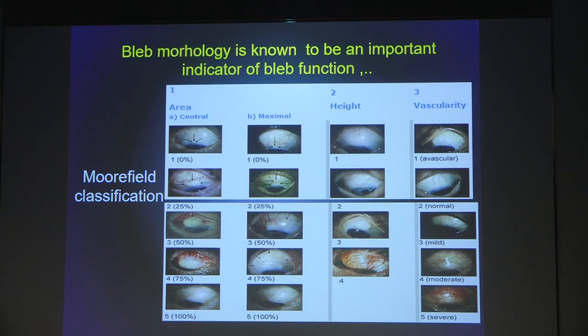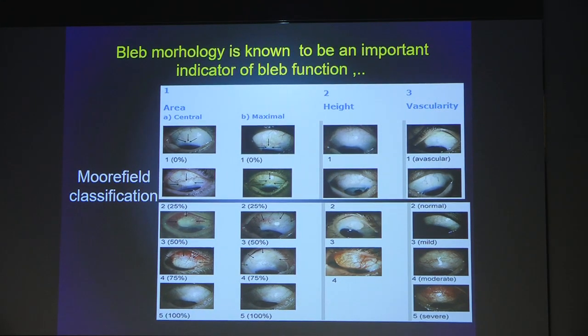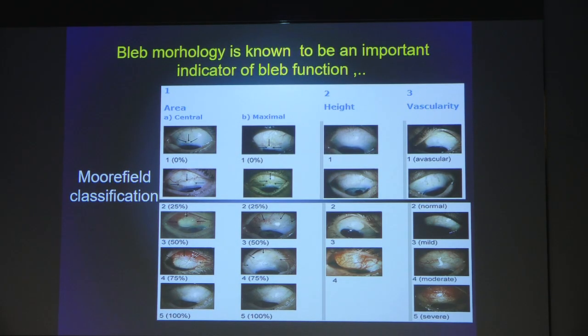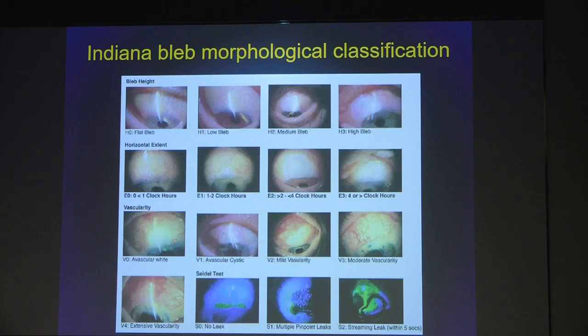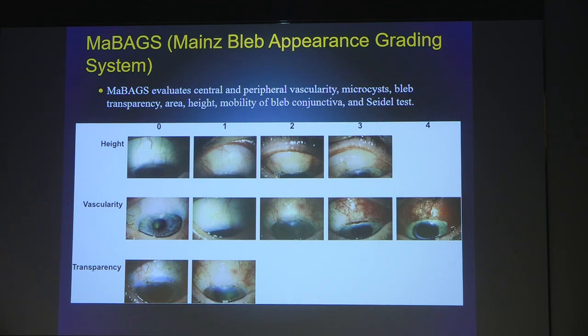Now we know that the bleb morphology is known to be an important indicator of the bleb function. Moorfields classification everyone is using. It gives us area of the bleb, maximum elevation, height, and the vascularity. While the Indiana bleb morphology classification also includes the leakage, Seidel positive in that bleb area, and how much is the leak, one or multiple point leak or the sweating bleb. This all decides the success.